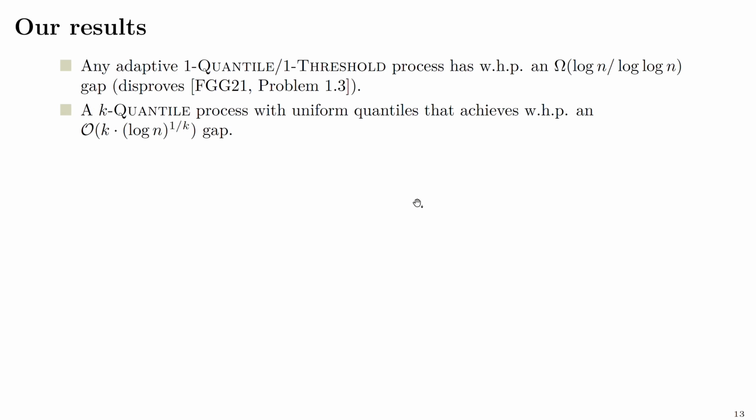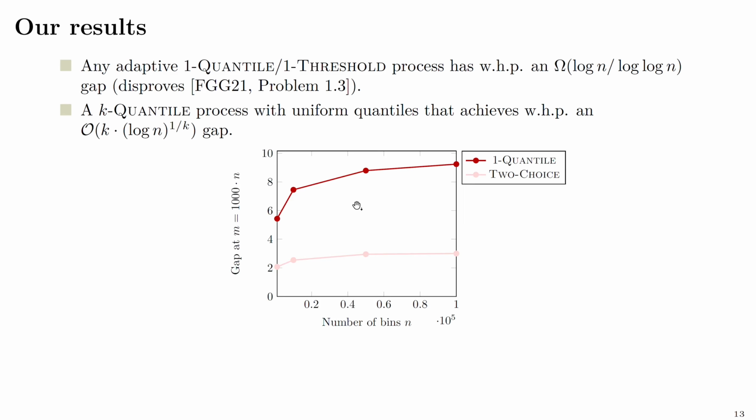And we also define a k-quantile process with uniform quantiles. This means that the quantiles depend only on the number of bins, and this achieves a k times log n to the 1 over k gap. So for k equals 1, we get a log n upper bound. For k equals 2, we get a square root of log n. And because of the lower bound that we have, we get a quadratic improvement when we use two queries instead of one. And this is what we call the power of two queries.